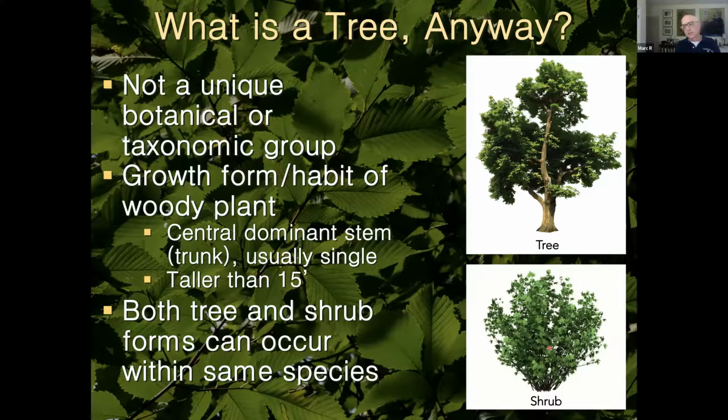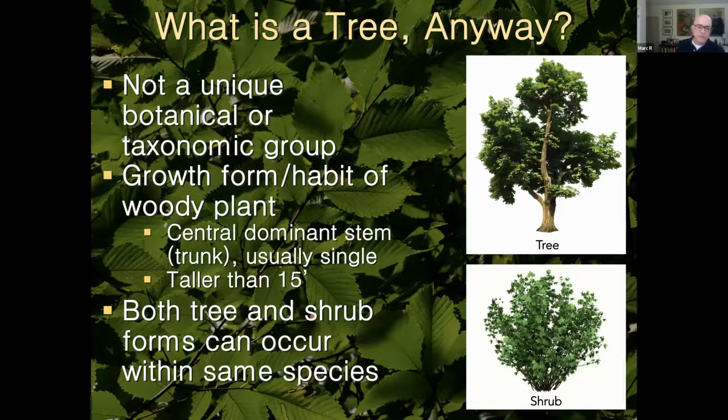What distinguishes them from shrubs, which are also woody plants, is that they have a central dominant stem, which we call the trunk. It's usually just one, but even if it has multiple stems, there's usually a dominant one. And it's generally taller than 15 feet. There are exceptions to every rule. This is sort of an informal rule, but that's generally what most people consider to be a tree: these two factors, the central stem and taller than 15 feet.